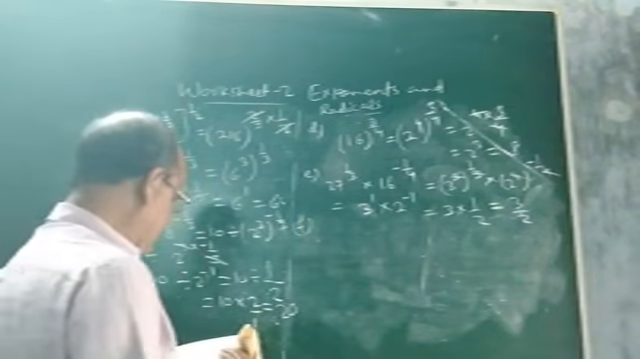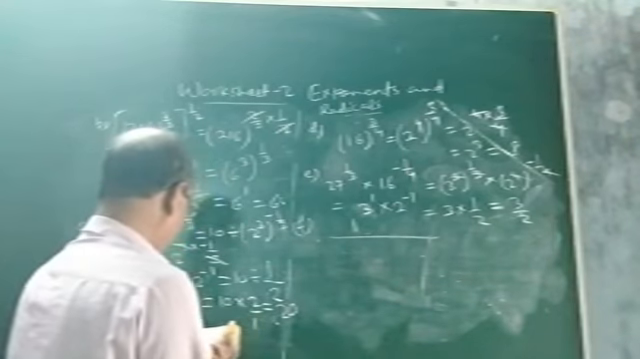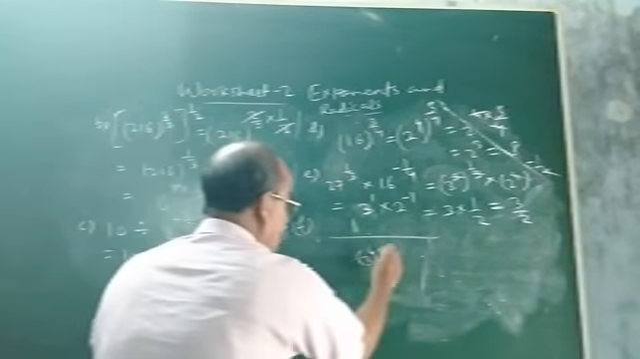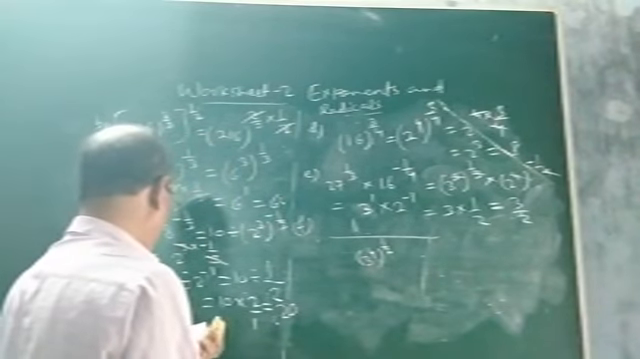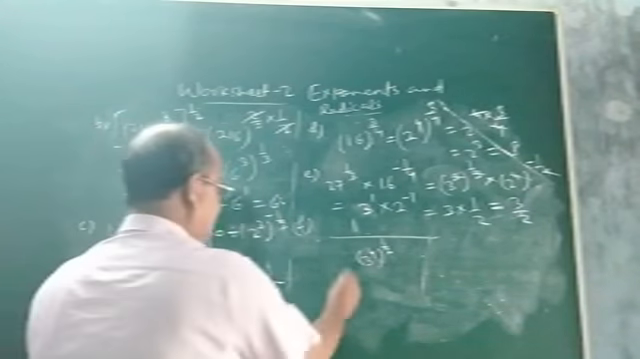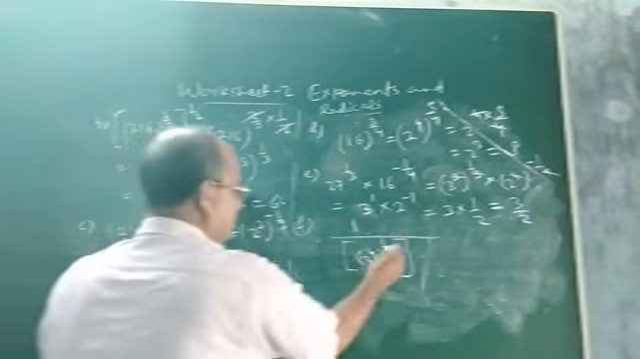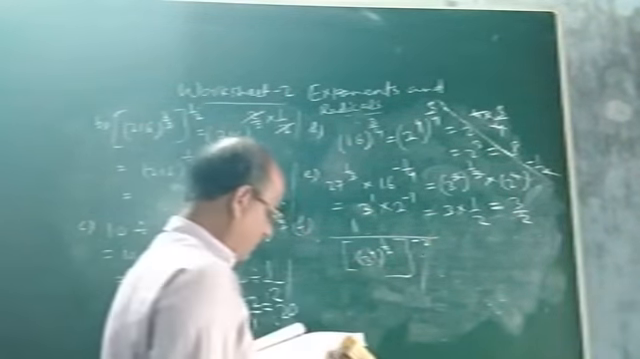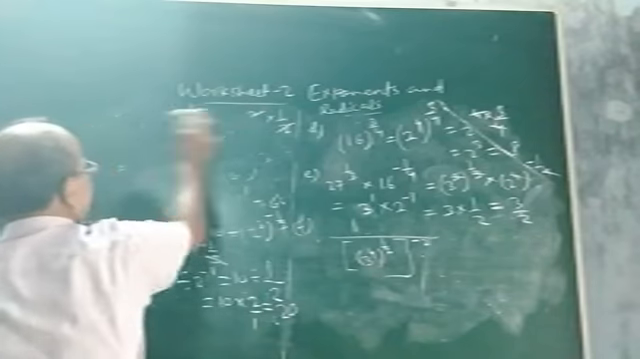Now let me discuss another one. What is the next question? The next question is 1 divided by [(3 to the power 4) whole to the power 1/2] whole to the power minus 2. Here is the circular bracket, here is the square bracket: 1 divided by [(3 to the power 4) to the 1/2] to the minus 2.